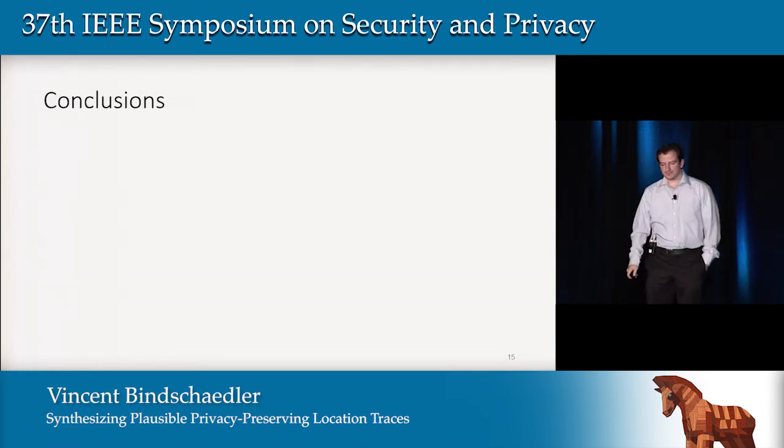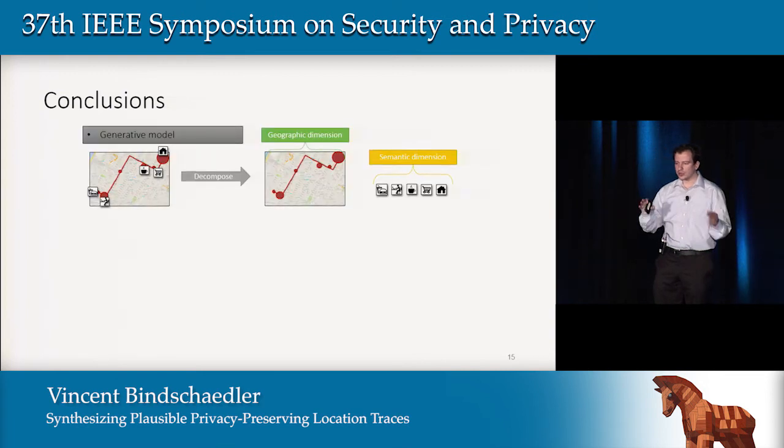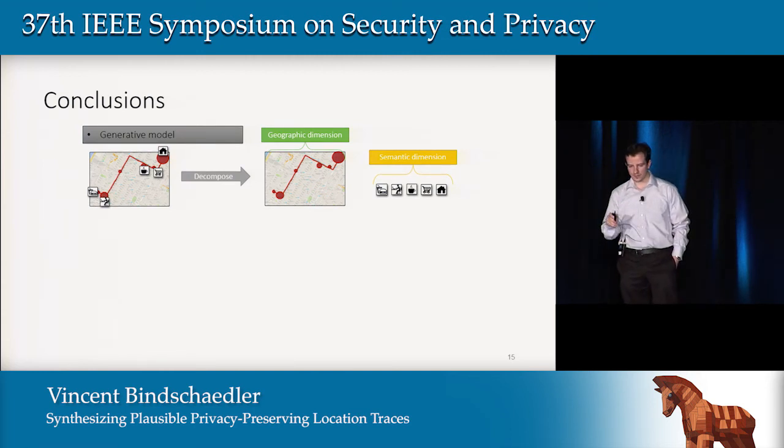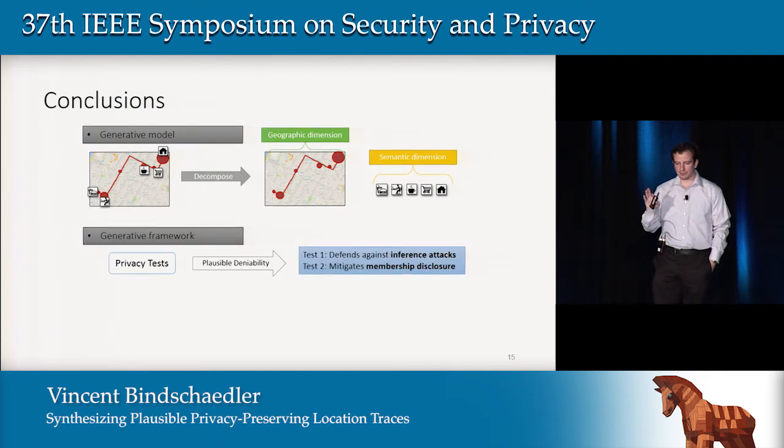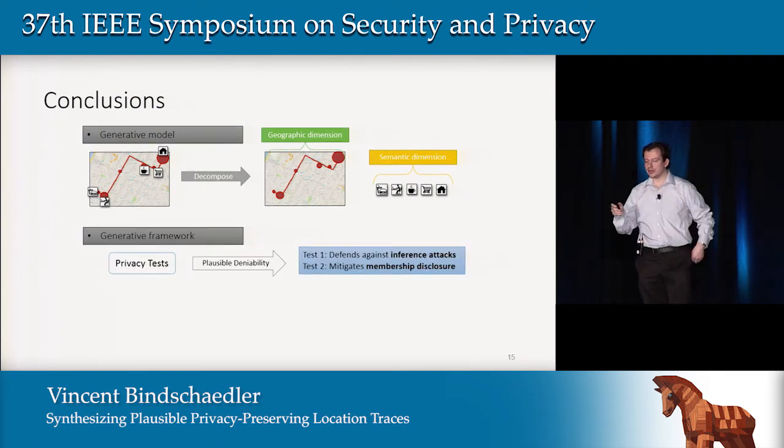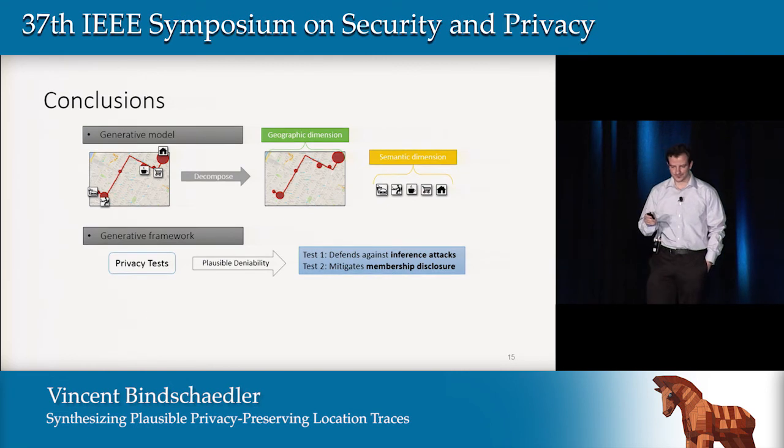So to sum up, what we have done is propose a generative model which works by decomposing mobility into its geographic dimension and its semantic dimension. Based on this generative model, we have proposed a generative framework which ensures privacy using privacy tests. And in particular, it uses this notion of plausible deniability.